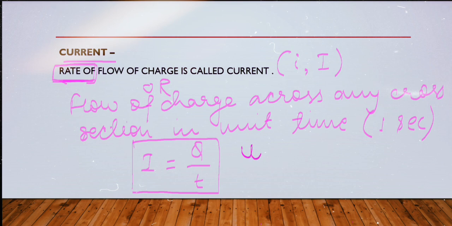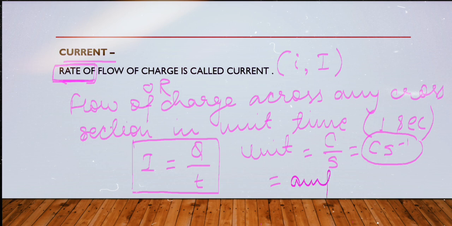Now students, what is the unit of current? We know the unit of charge is coulomb and the unit of time is second. So we get coulomb per second. But this unit is a lengthy one, so for this we use a smaller term, that is we call it ampere. We denote it by capital A. Clear?